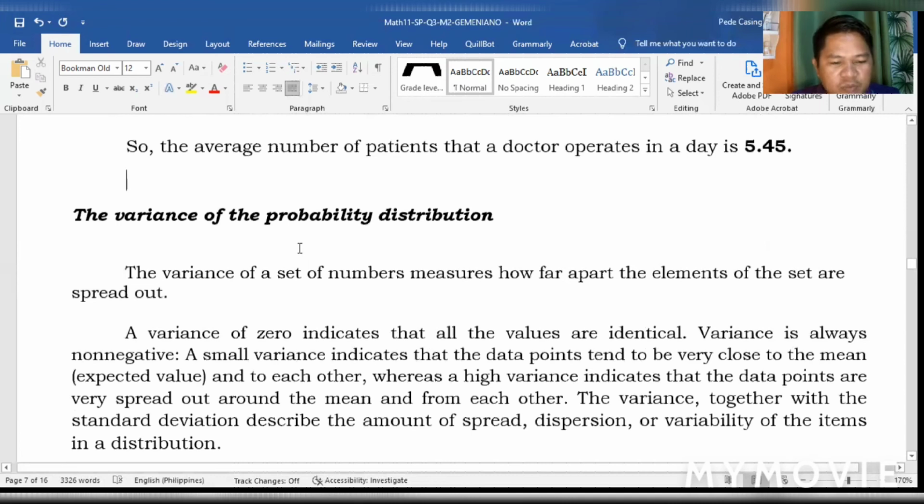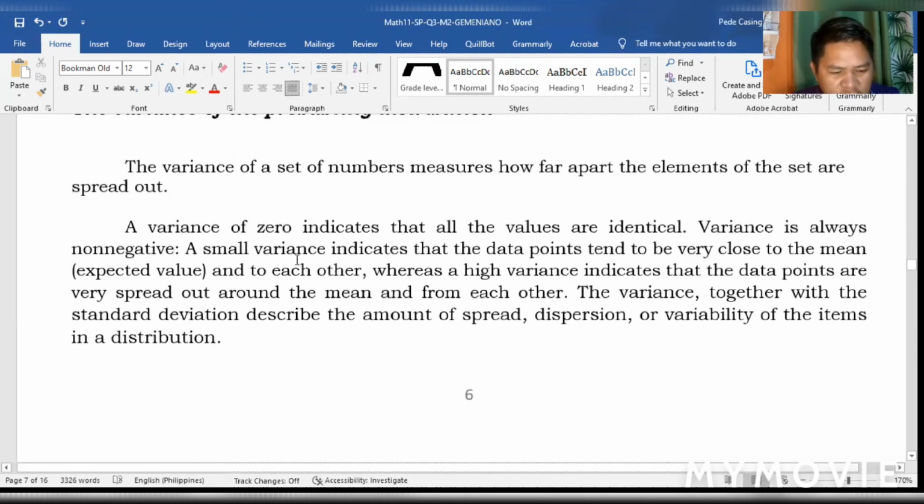Let's now have the variance of the probability distribution. The variance of a set of numbers measures how far apart the elements of the set are spread out. So a variance of 0 indicates that all the values are identical. Variance is always non-negative. A small variance indicates that the data points tend to be very close to the mean expected value and to each other, whereas a high variance indicates that the data points are very spread out around the mean and from each other.